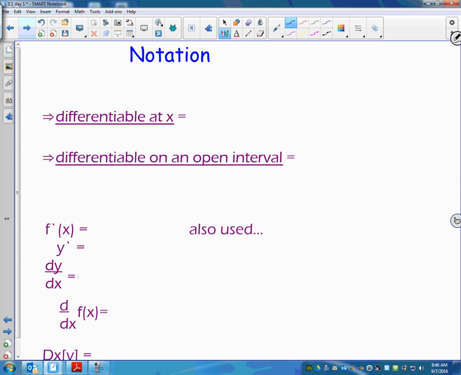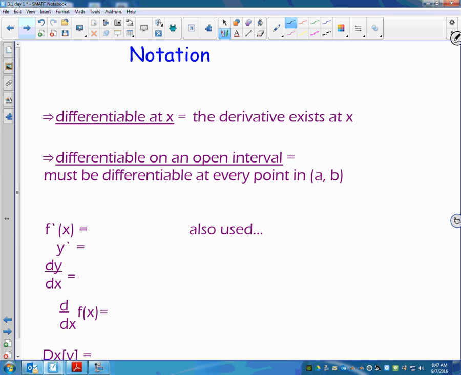Alright, now I just got a lot of vocabulary for you. So if we say differentiable at x, that's the same as saying that the derivative exists at that point. So differentiable kind of means that the derivative exists there, or the slope of the tangent line exists there. If we say that it's differentiable in an open interval, then it's going to have a derivative at every point in that interval. And we're going to talk more about that tomorrow.